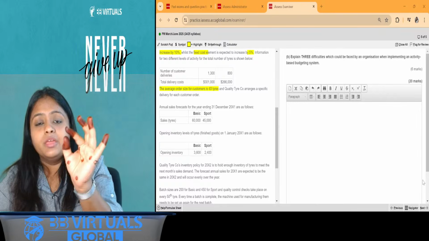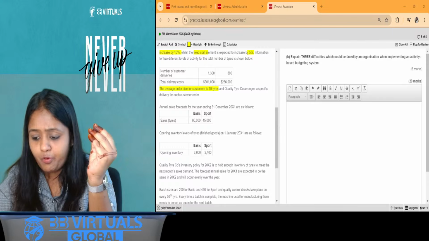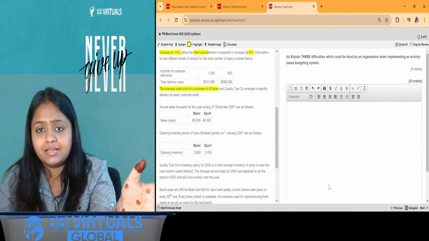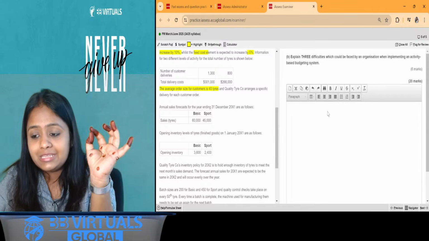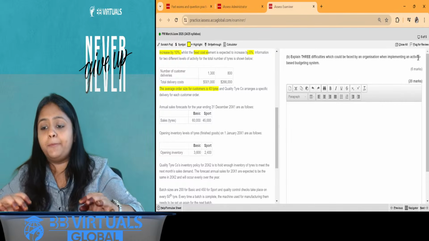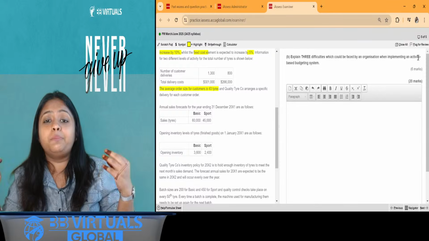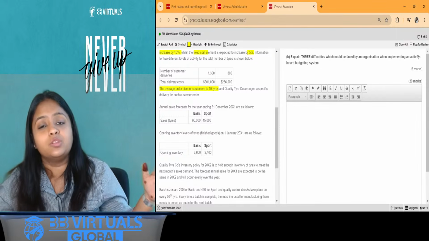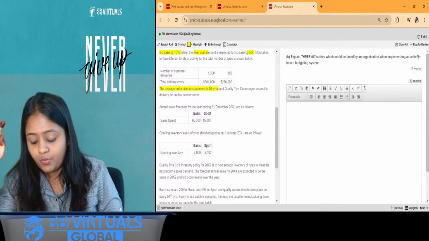Okay, now let's go to the next one. So now it's a very easy pointer that I think you all can answer. 6 marks, 2 marks each. Explain 3 difficulties that could be faced by an organization when you're implementing ABB. एक्टिविटी बेस्ड कॉस्टिंग, एक्टिविटी बेस्ड बजटिंग के डिसएडवांटेजेस बता दो. हो गया. पॉइंटर नहीं लिखना है, थोड़ा सा उसके बारे में बताना है. बताओ, which are the 3 points?